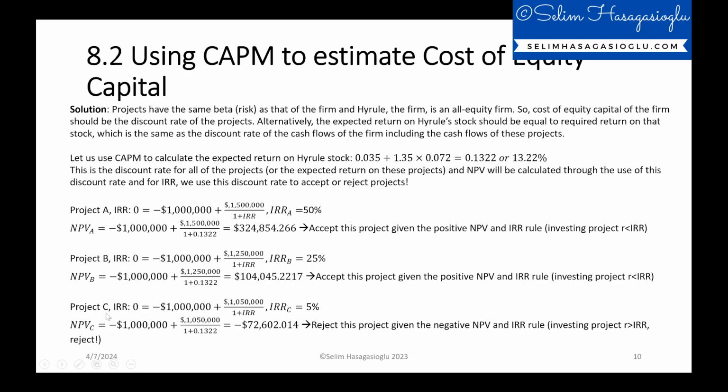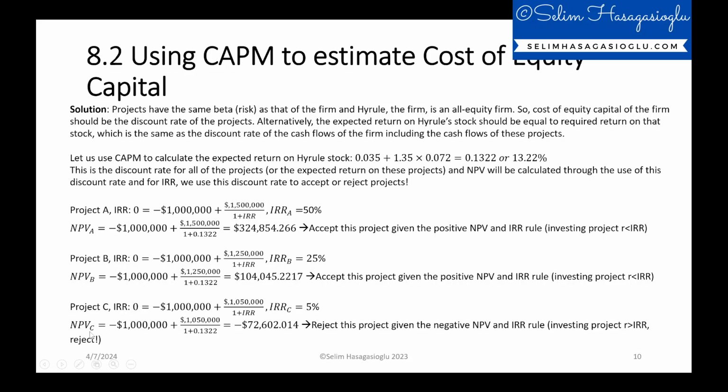For project C, again, we will be following the same drill. The equation should be equal to 0 at this discount rate, which is the IRR. IRR is the discount rate, and again, I am underscoring this point, that will render these cash flows 0. So 0 should be equal to the initial cash outflow plus next year's cash inflows discounted at the IRR for a single year. So IRR should be equal to 5%.